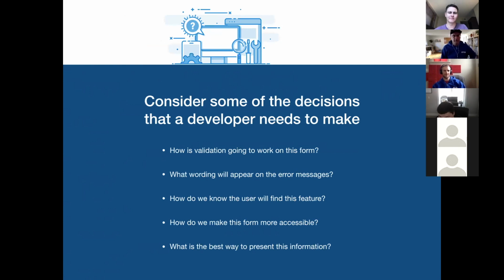Consider some of the decisions that a developer needs to make. The answer to these questions can impact the UX for better or worse. How is validation going to work on this form? What wording will appear in this error message? How do we know the user will find this feature? How do we make this form more accessible? What is the best way to present this information?